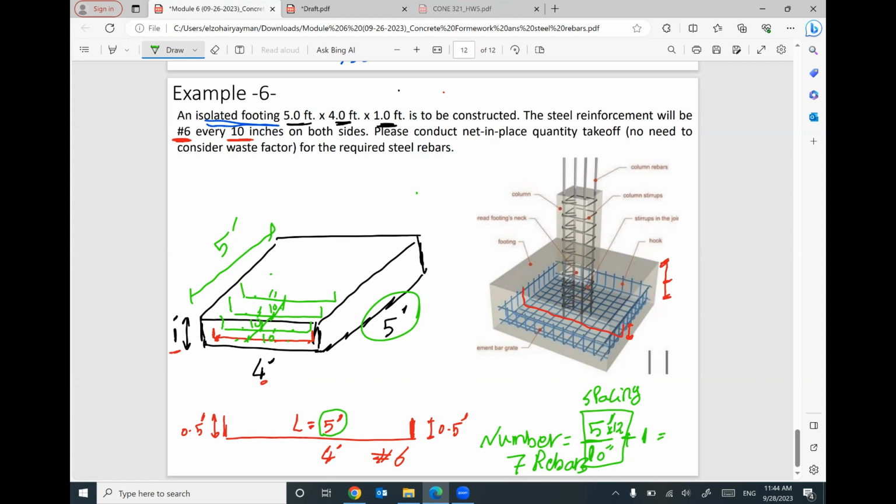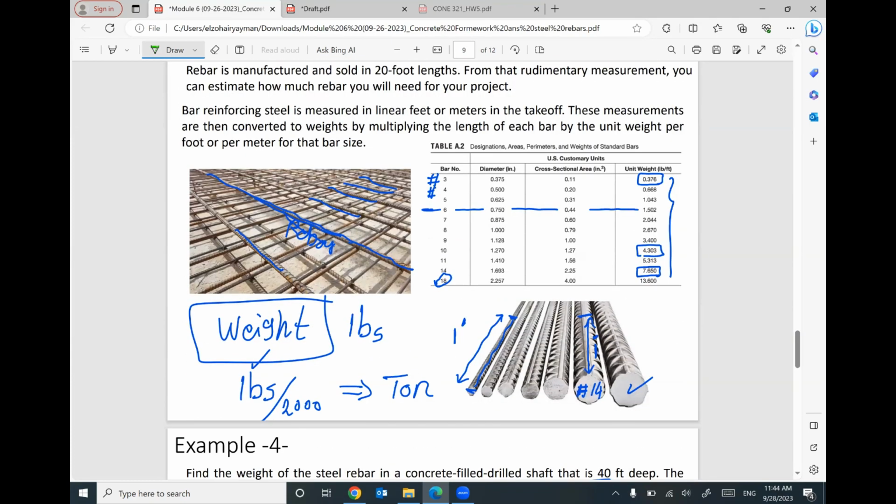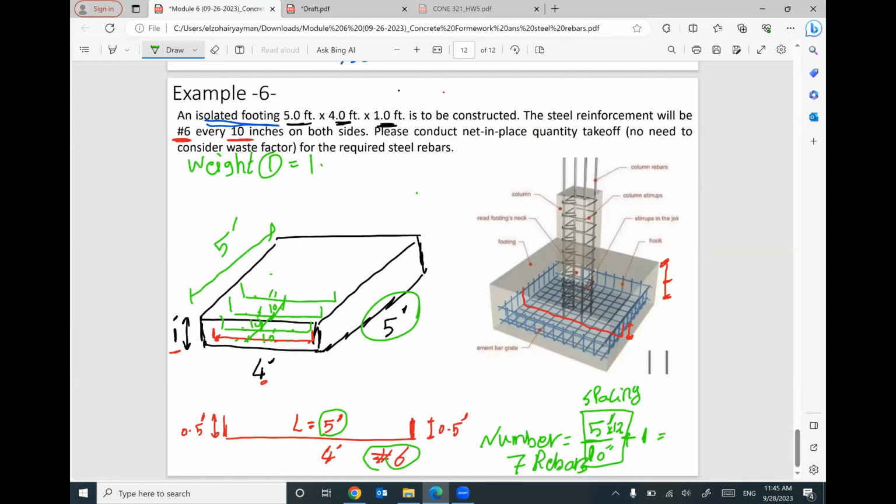So the first weight, number 1, equal number 6. I need to go back to the table. Number 6, here you go. 1.502. The total length for one rebar is 5 feet. And this rebar is repeated 7 times. Then I can tell you what is the weight, the first weight of this steel rebar.